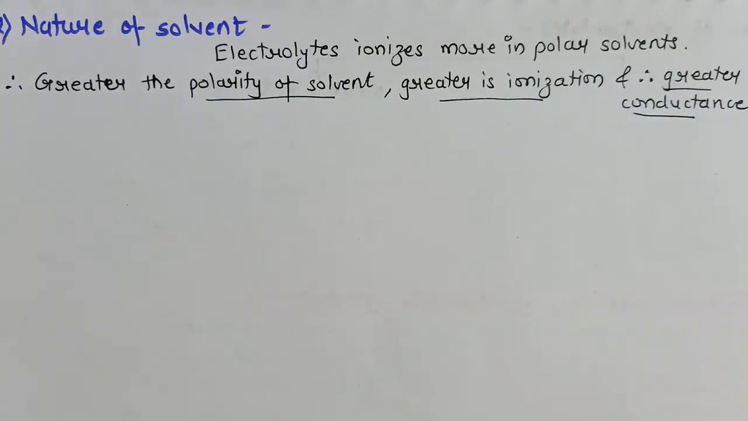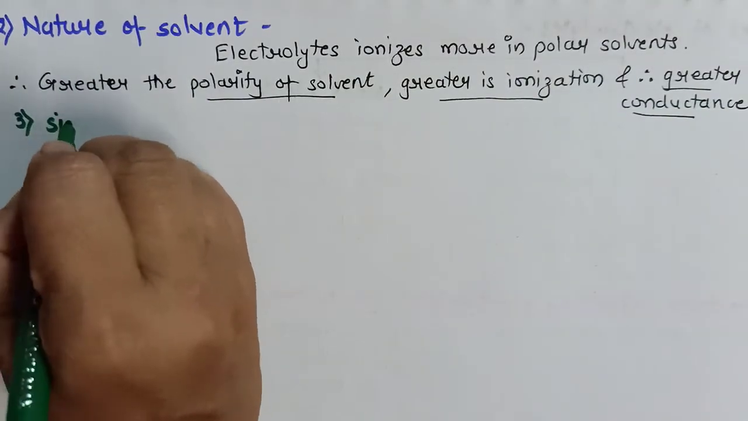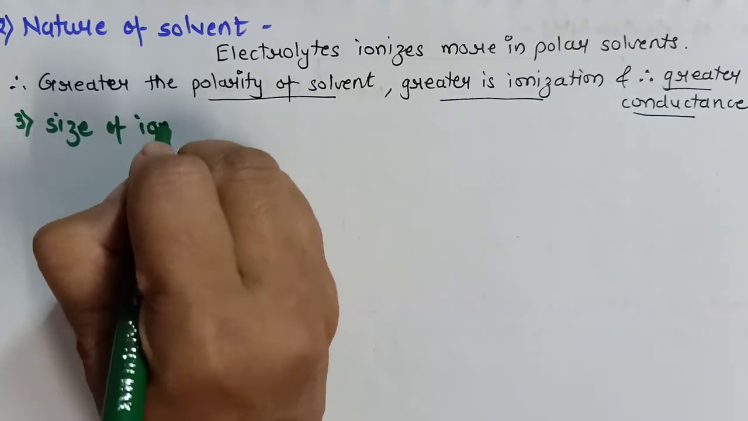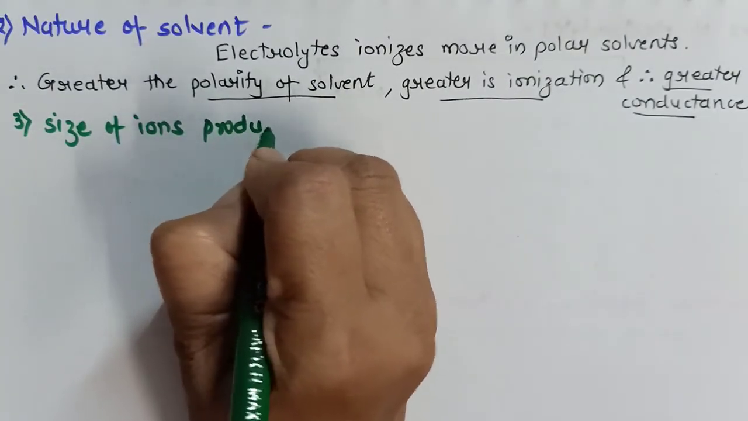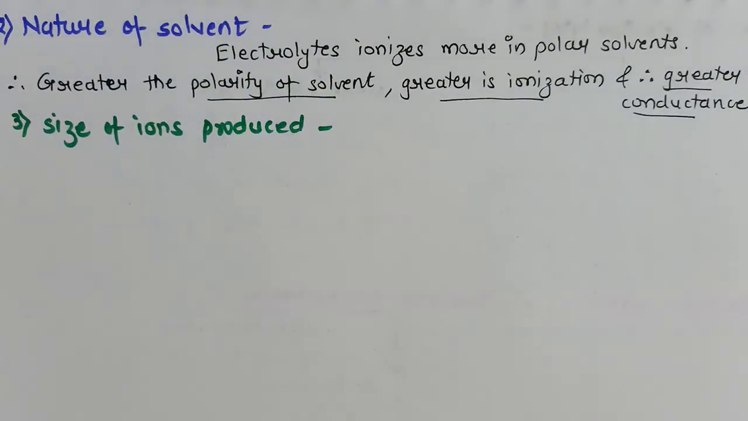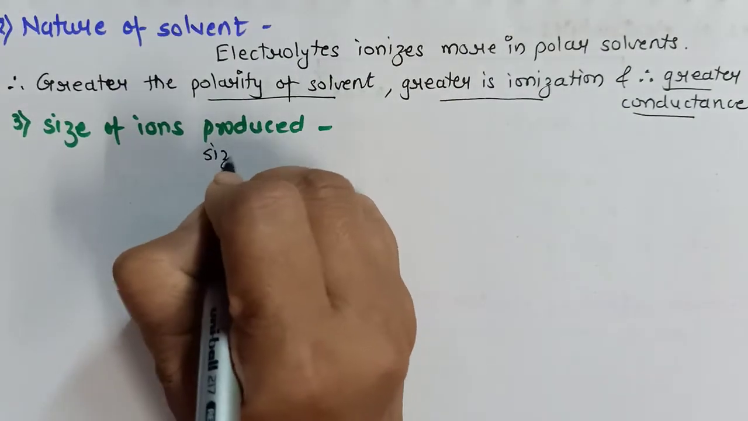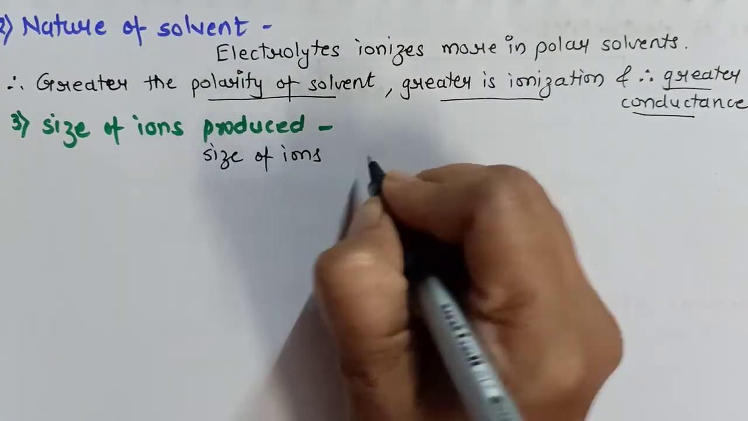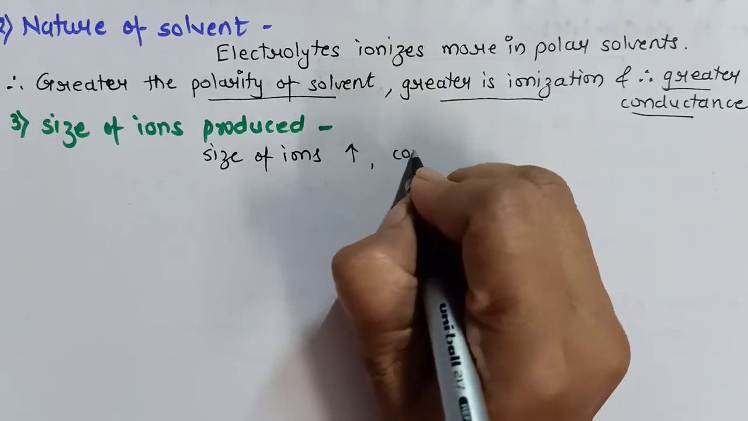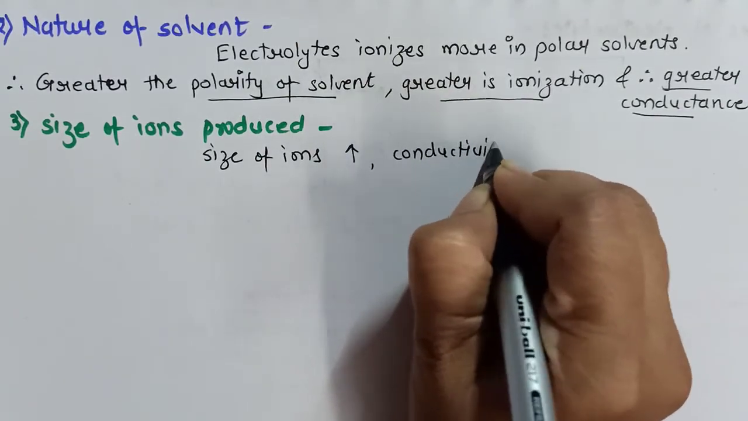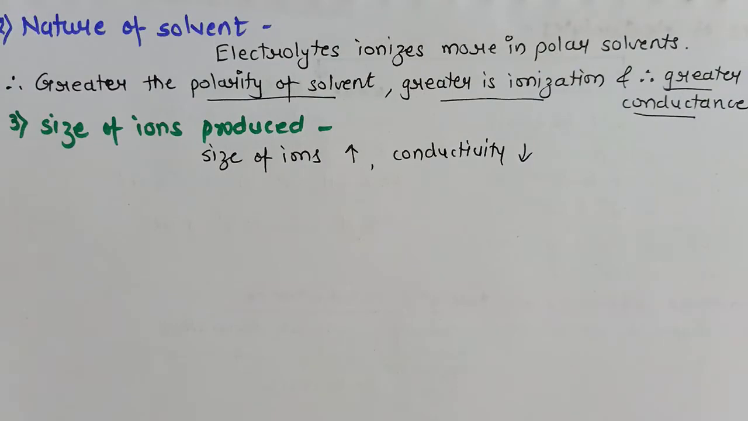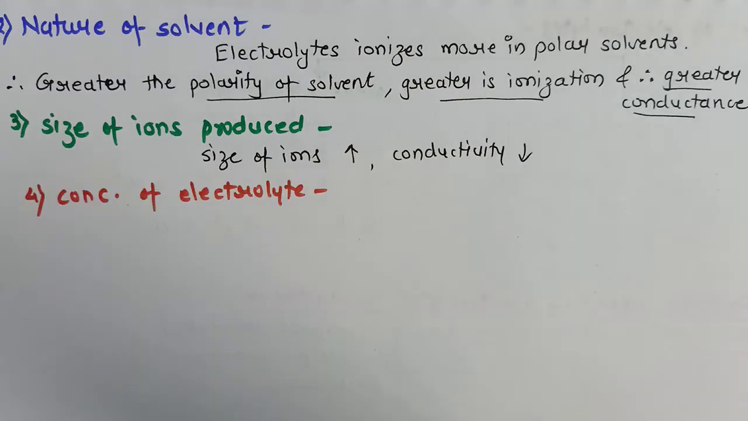The next factor that affects the electrolytic conductance is the size of ions produced. When electrolytes dissociate in aqueous solution, they produce ions. If the size of ions produced increases, then conductivity decreases, because as the size increases, it will hinder the free movement of the ions. Once the free movement of the ions is hindered, obviously conductivity will be hindered.